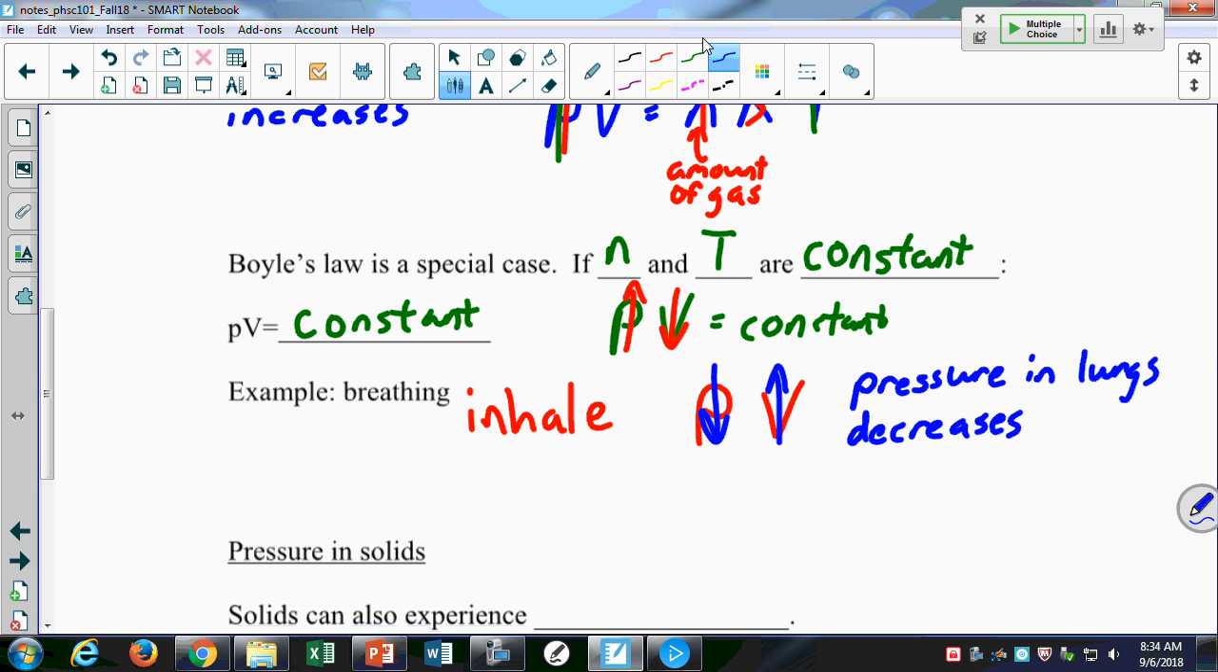And then when I exhale, I do the opposite. I make that volume smaller. I make my chest cavity smaller, and that causes a high pressure inside of my lungs, and that air is forced out.